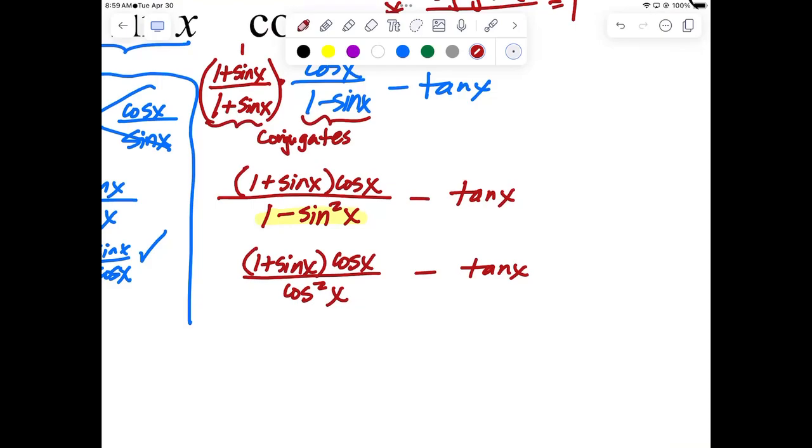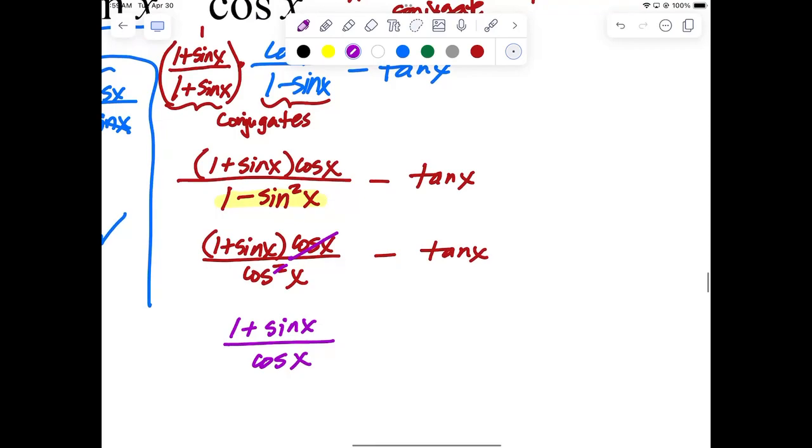Now, what can we do in the first term? Do y'all see anything happening? We can divide out one of the cosines. And we're just left with 1 plus sine of x all over cosine of x. Now, my question to you is, do I want to leave it as minus tangent of x in the second term?